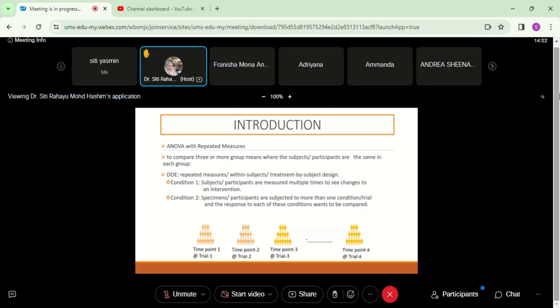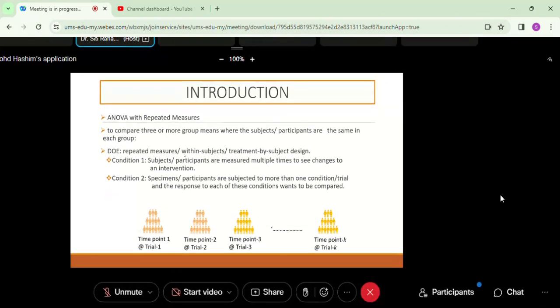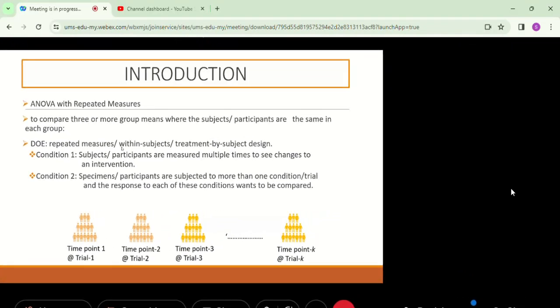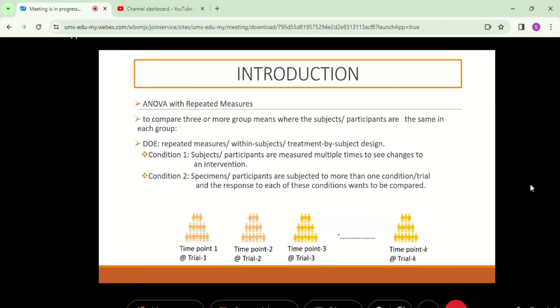Sometimes published papers use different kinds of terms, so sometimes it makes us confused, right? Normally it depends on the discipline area, which terms they prefer to use.